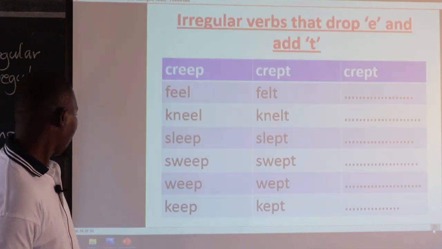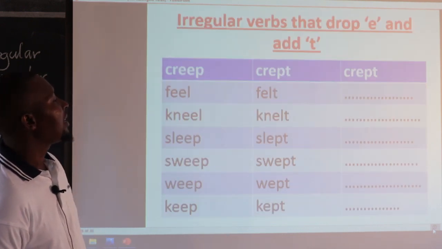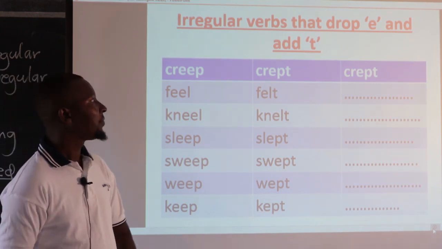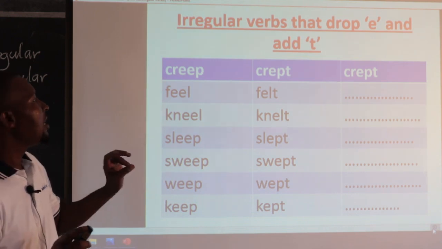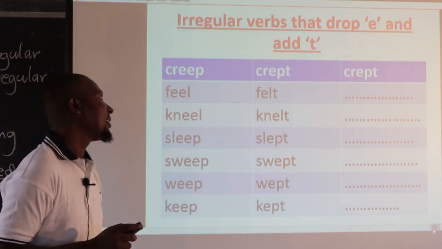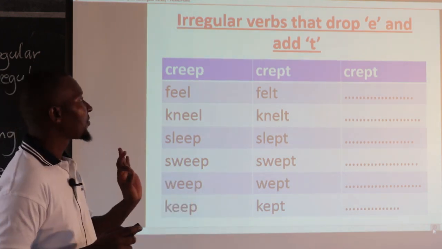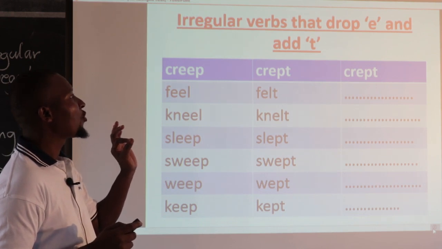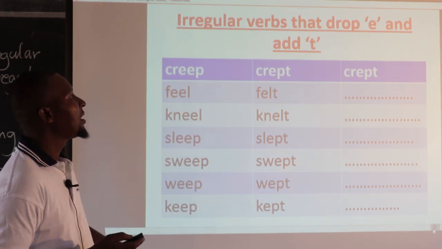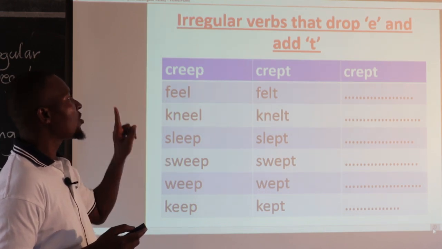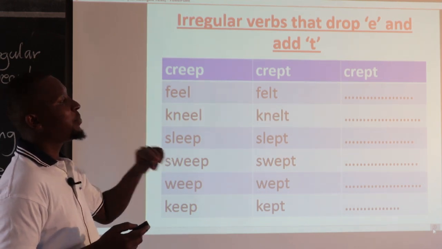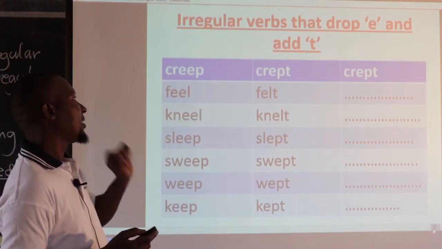Well, irregular verbs that drop E and add T. They have EE in the middle, but they drop one E and add T at the end. Look at the word creep. So we shall have the verb creep. Yesterday, what happened? The child crept. Crept, we drop one E and then add T. The past participle is also the same word.